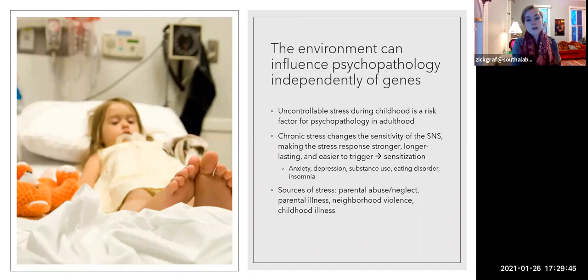but other sources of stress during childhood that can increase risk for psychopathology, although not as robustly as child abuse, are things like having a parent who was ill or a parent who died, growing up in a violent neighborhood or witnessing a lot of violence as a child, and experiencing an illness as a child.